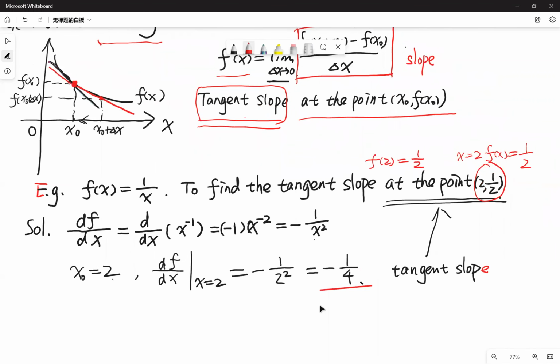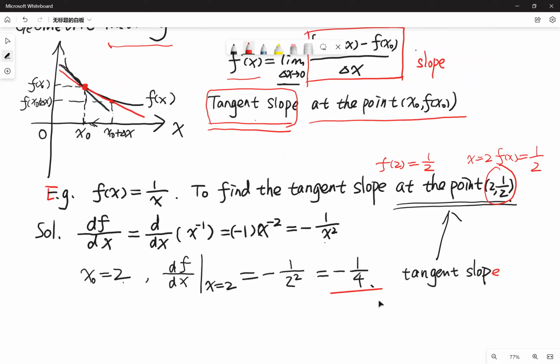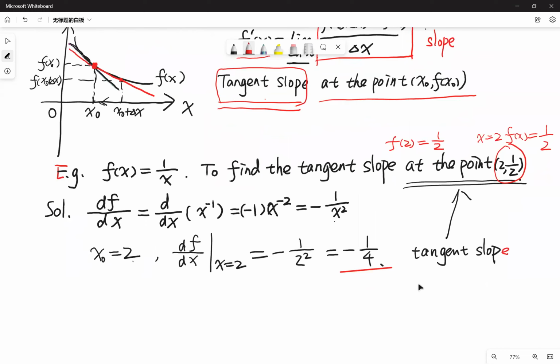Laoshi, if we change the point, you will get another tangent with a different slope. When you choose the other points, you have the other corresponding derivative values here. Okay. Laoshi, can I use the annotation, please? I want to explain something.